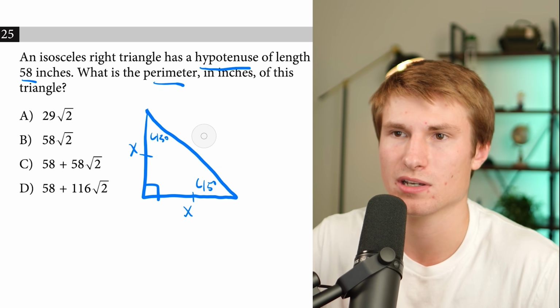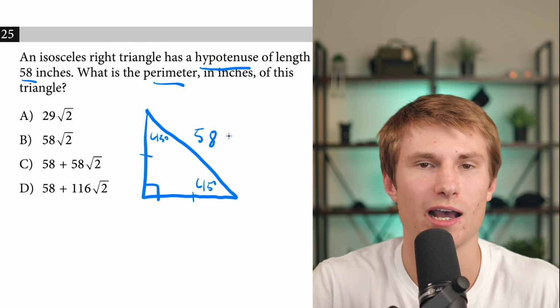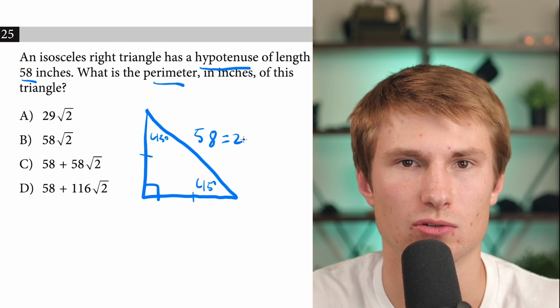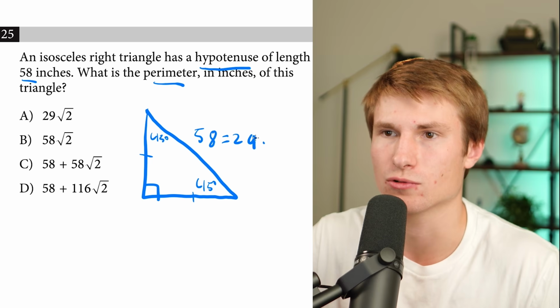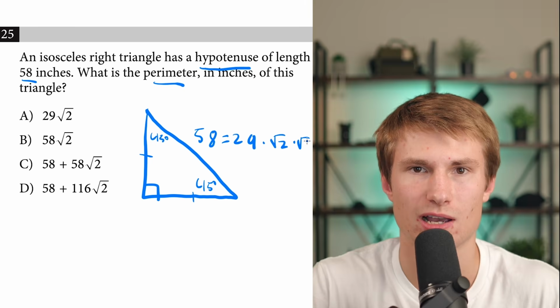Now, this is important because when we have our given hypotenuse of 58 inches, I would elect to rewrite this as equal to 29 times root 2 times root 2. And you'll see why I'm writing that in a second here. So, times root 2 times root 2.